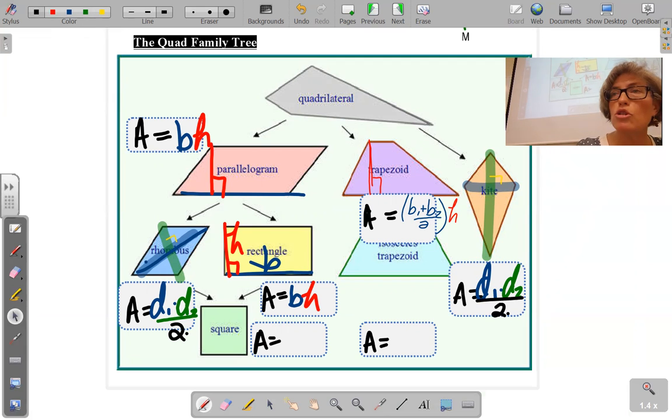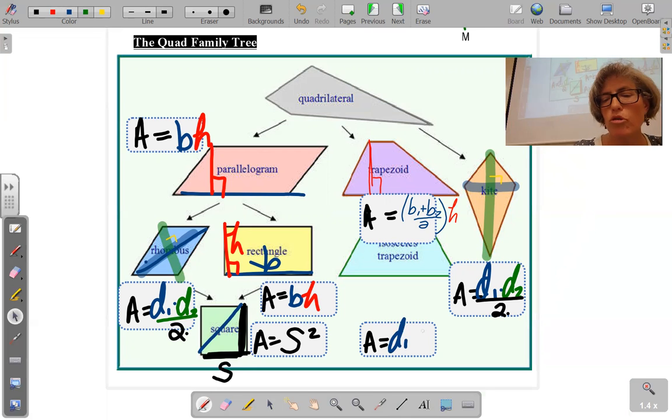A square qualifies as a rectangle. So base and height, but our base and our height are exactly the same thing. So we call that side squared. Does that make sense? Yeah. But a square also qualifies as a rhombus, so I can use the rhombus equation also for a square if I needed to. So diagonals over 2, right angle.